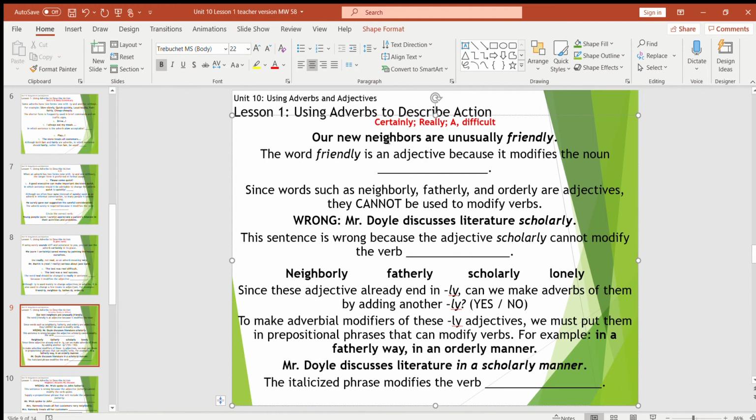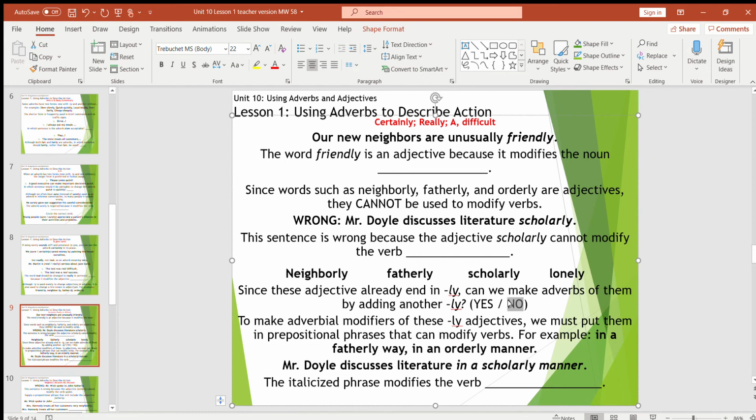So, since words such as neighborly, fatherly, and orderly are already adjectives, they cannot be used to describe verbs. So it'd be wrong to say Mr. Doyle discusses literature scholarly. And it's wrong because the adjective scholarly cannot modify what verb? Discusses. He can't discuss scholarly. That makes zero sense. So with neighborly, fatherly, scholarly, lonely, since these adjectives already end in ly, can we make adverbs of them by adding another ly to the end? No, right? You're not going to do things fatherly.